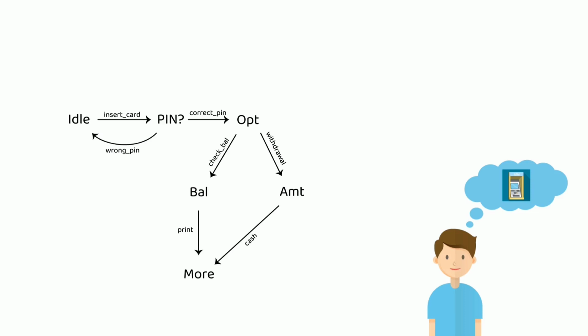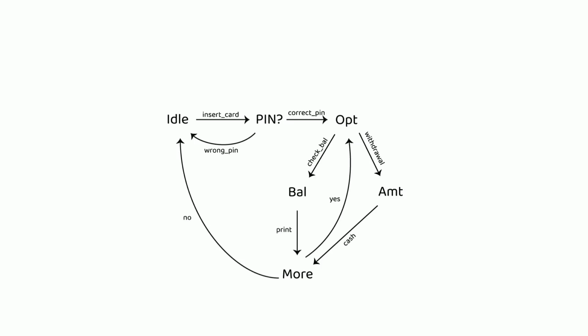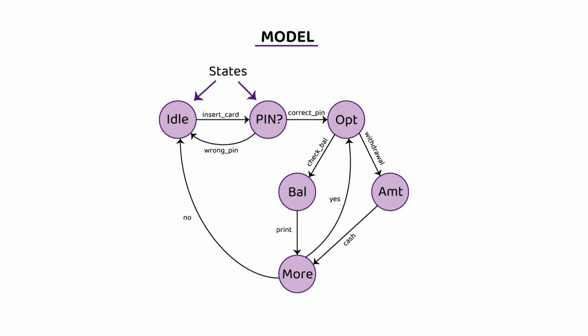Selecting more transactions should give the two options again, and in the other case, it should go back to the idle state. What we built here explains how an ATM works, and it helps to study the effects of different components and to make predictions about its behavior. We call this a model. These are called states, and these actions are called transitions. Now let's take this model to the bank.